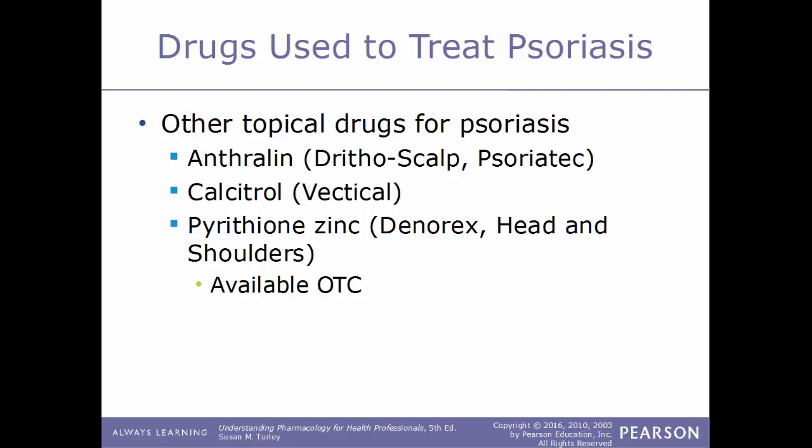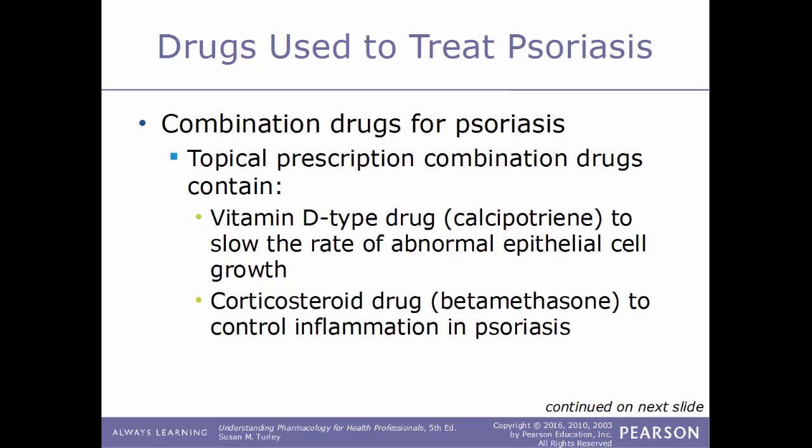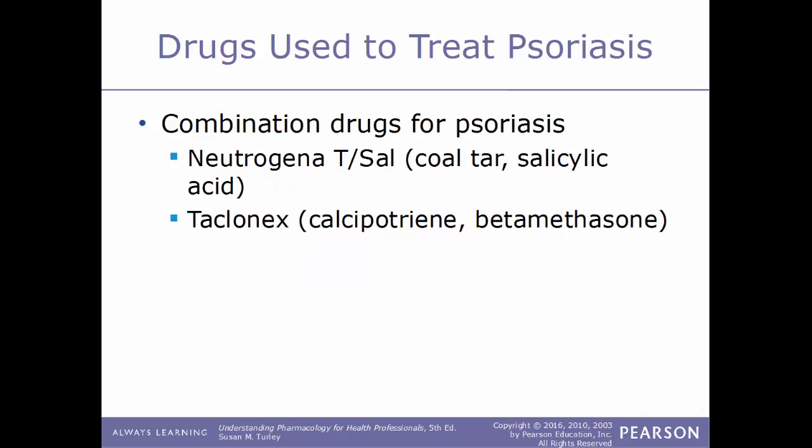You can also have combination drugs that are used to treat psoriasis, and these topical prescription combination drugs will contain a vitamin D drug, such as calcipotriene, to slow the rate of abnormal epithelial growth, and also a corticosteroid drug, such as betamethasone, to help to control the inflammation. Some examples of these combination drugs: Neutrogena T/Sal, which is a combination of coal tar and salicylic acid; and Taclonex, which is a combination of betamethasone and calcipotriene.